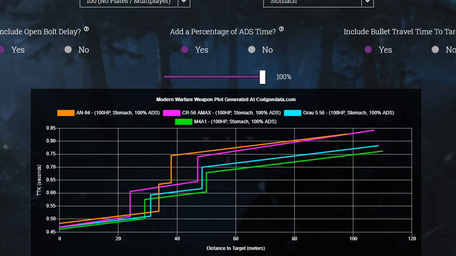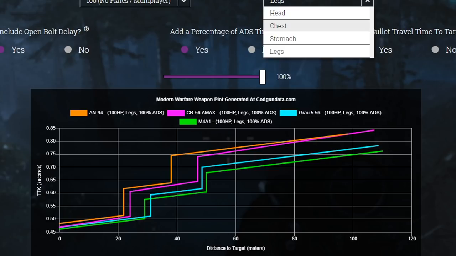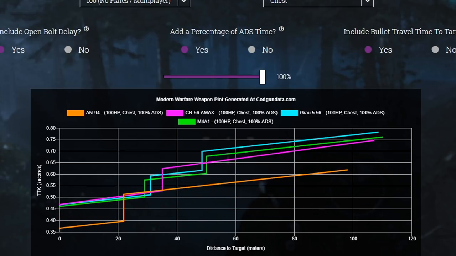It becomes the number one gun in the game, up to about a certain meter, of course, to the number third. It's just behind the Grau, the M4. And if you go ahead and shoot them on the legs, then it becomes dead last. So it's pretty interesting how those damage profiles work, because if you see here the chest, there is a huge gap here in time to kill up to about a certain range of 21 meters.